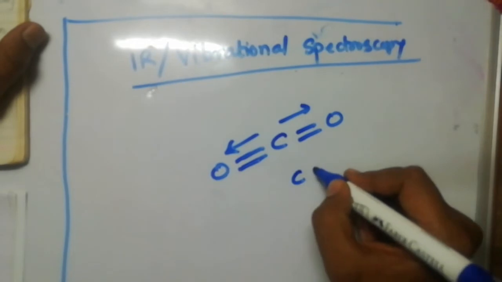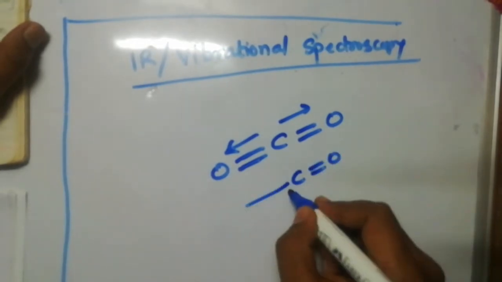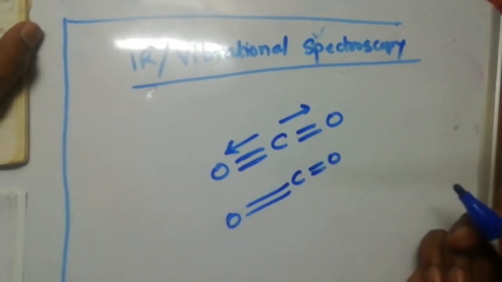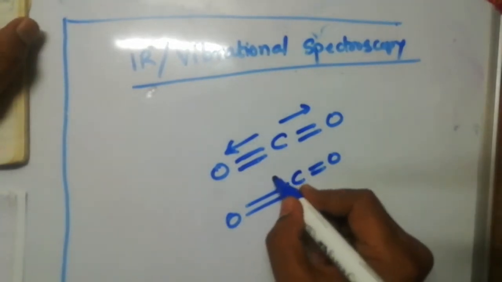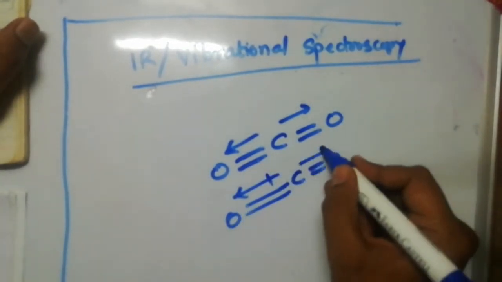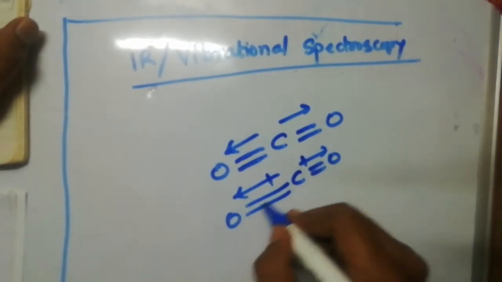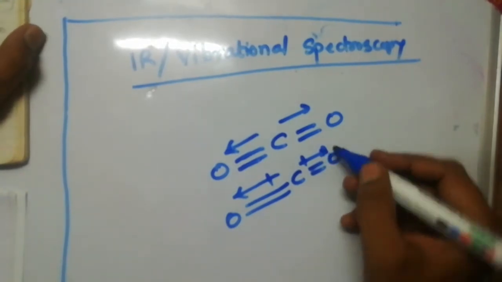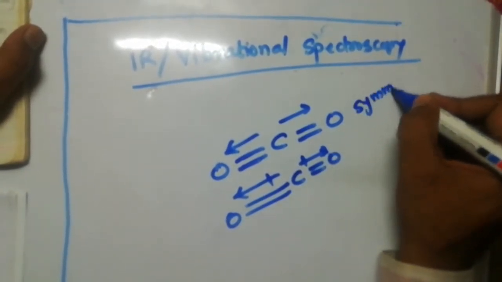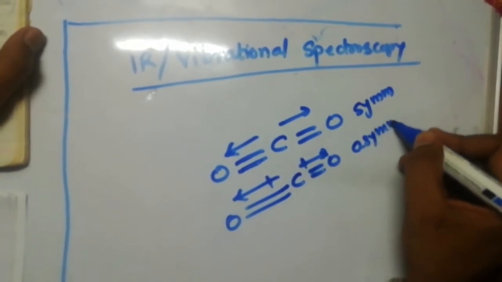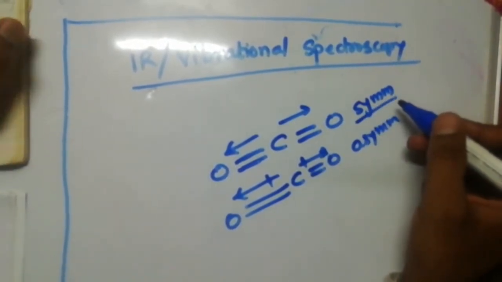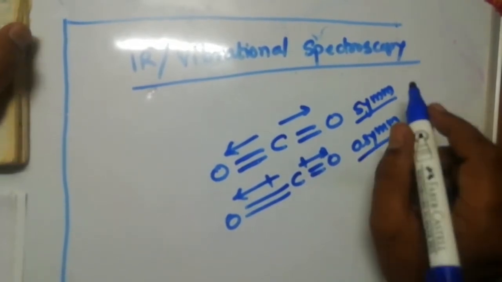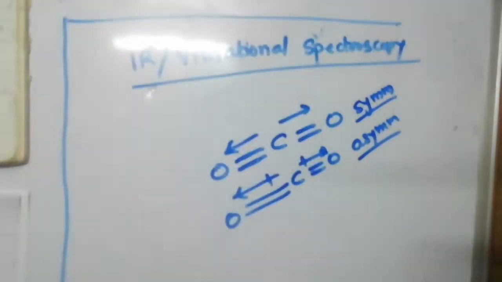The dipole moment will only change if one of the oxygens comes closer and one of the oxygens goes further away. Now in this case the dipole moments will not cancel each other, because this bond moment is higher in magnitude as compared to this bond moment. So this is an example of a symmetric stretch, and this is an example of an asymmetric stretch. The symmetric stretch in carbon dioxide is IR inactive, whereas the asymmetric stretch in carbon dioxide is IR active. So this is how you can explain how the different types of molecules are IR active and IR inactive.